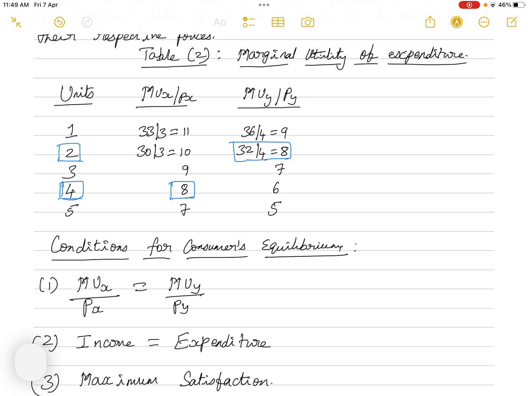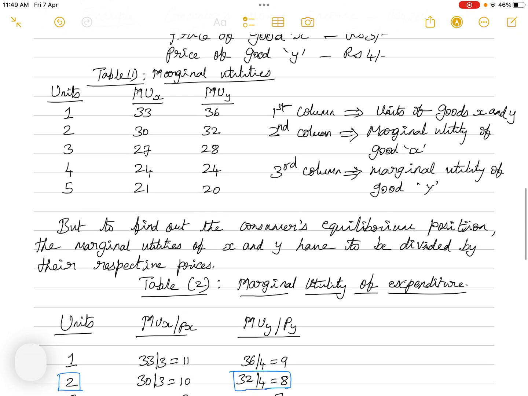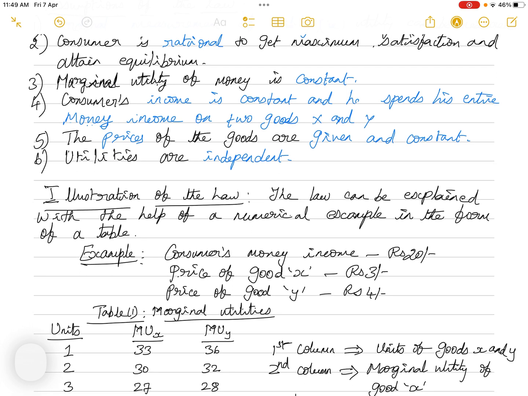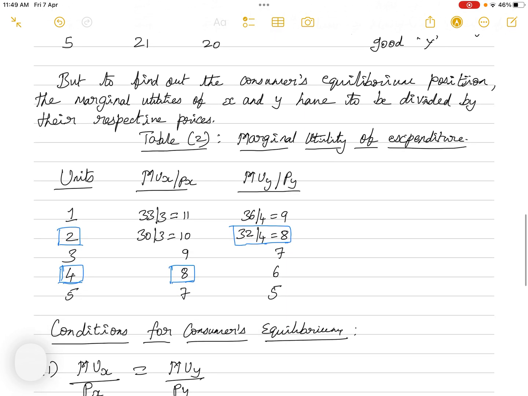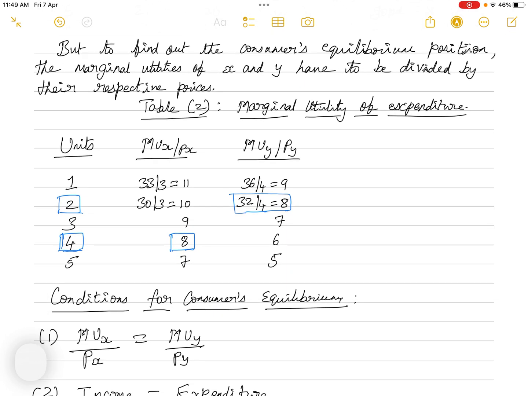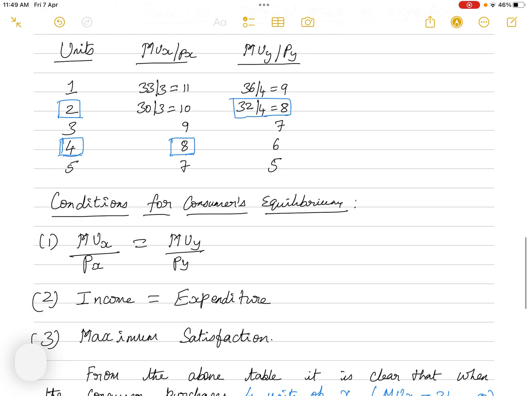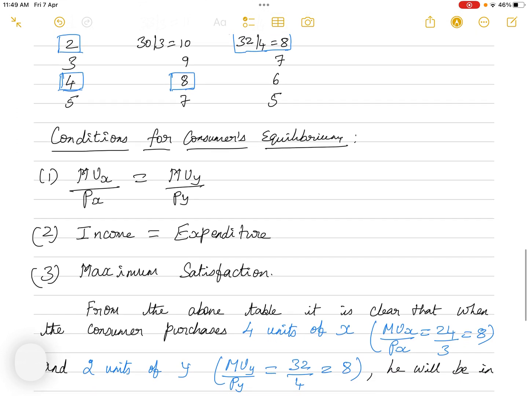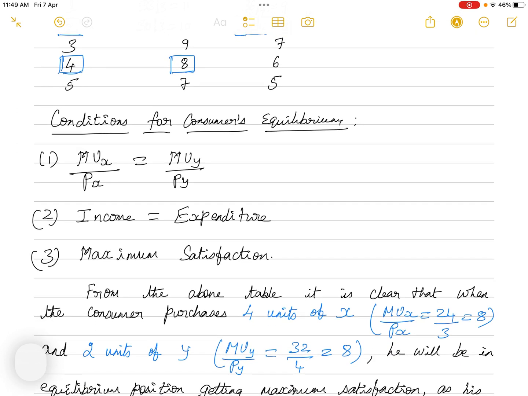Similarly, for commodity Y, third column, MU of Y divided by P of Y. The marginal utility of commodity Y for the first unit is 36. We have assumed the price of Y to be 4, isn't it? See here, we already assumed the price of good X as rupees 3 and the price of good Y as rupees 4. So now we are dividing it. 36 divided by 4, 9. 32 divided by 4, we are getting 8. 28 divided by 4, 7. 24 divided by 4, 6. And then 20 divided by 4, we are getting 5. Okay, so we have arrived at the ratio also.